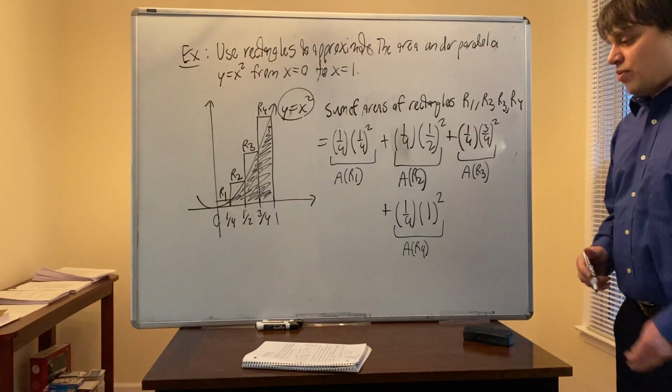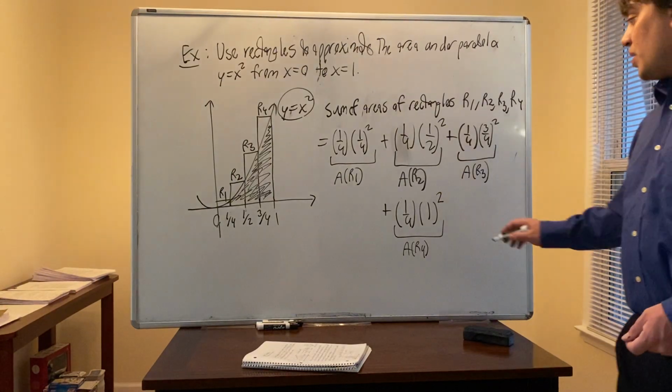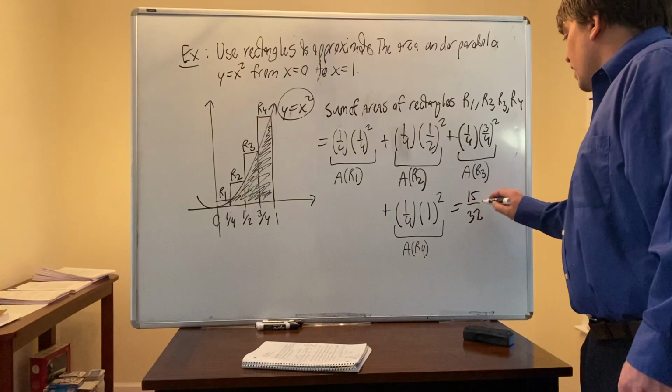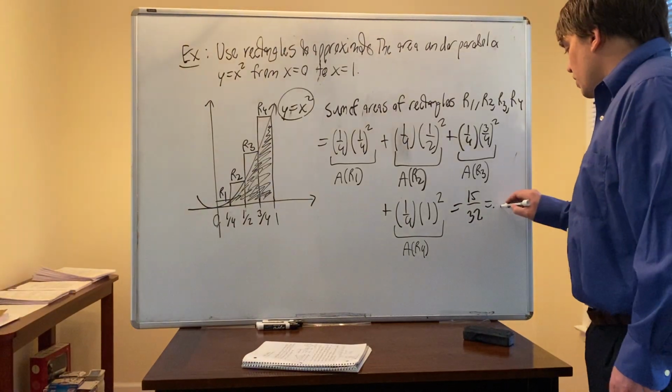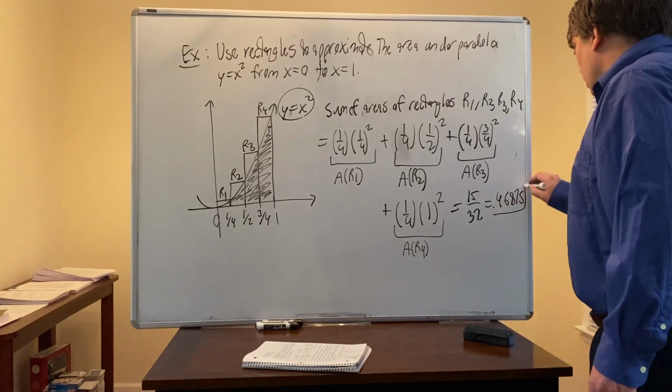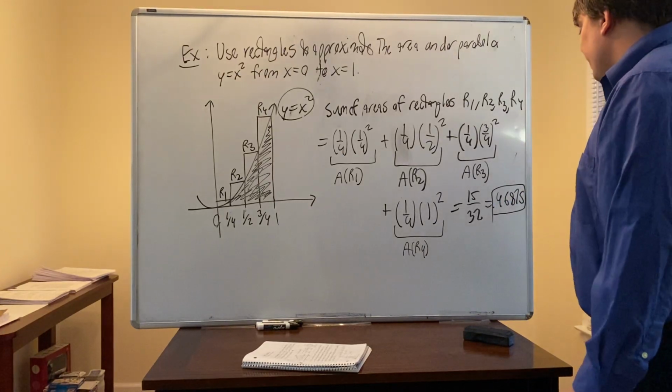Okay, so when you add up those four things, the sum you get is 15/32. And as a decimal, that's 0.46875. Okay?